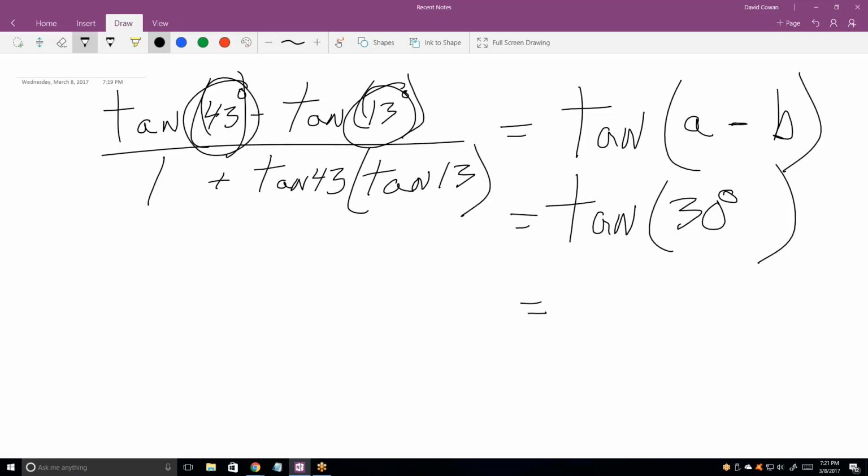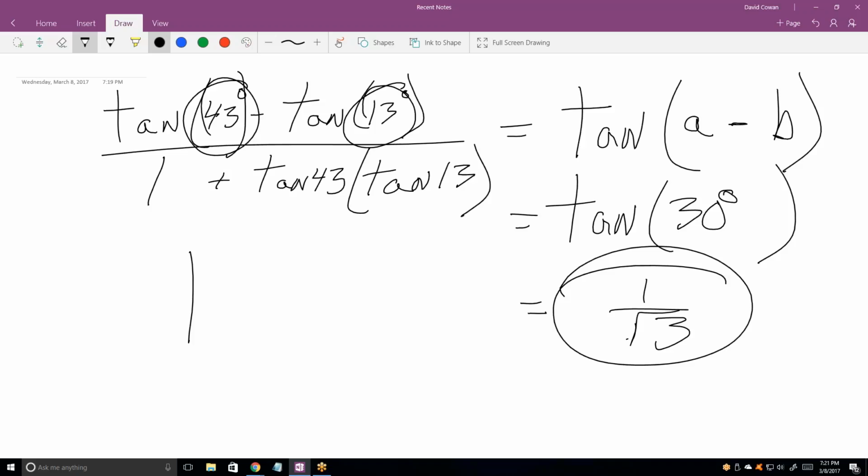When we take trig functions of angles, we get ratios. It would be root 3 over 1. No, 1 over root 3. Okay.